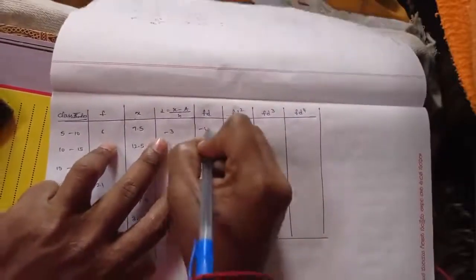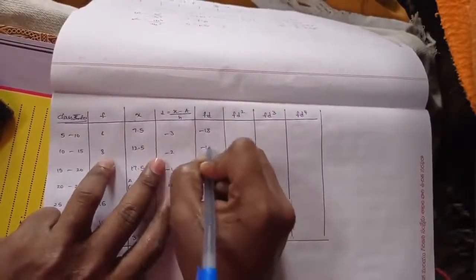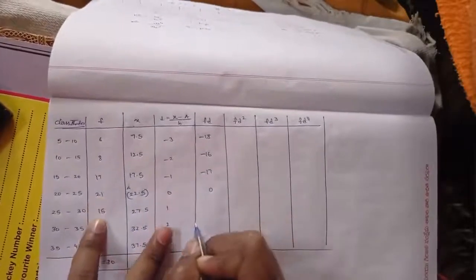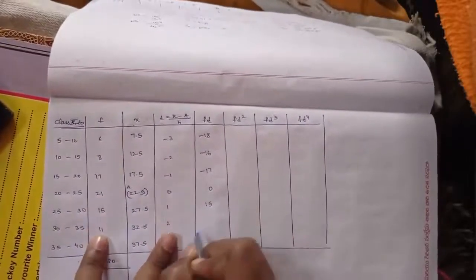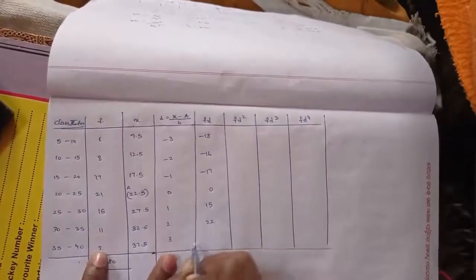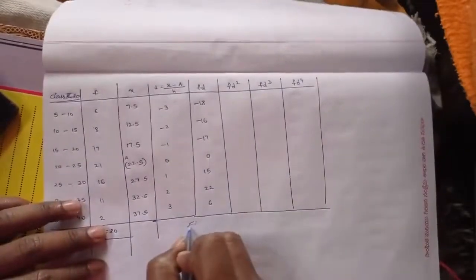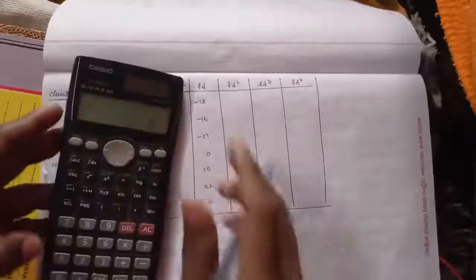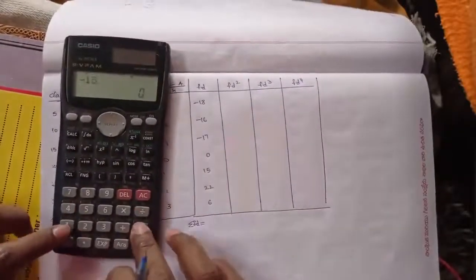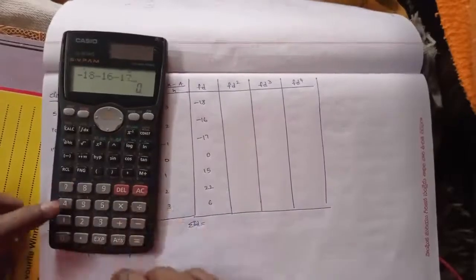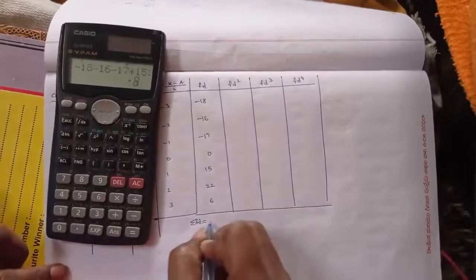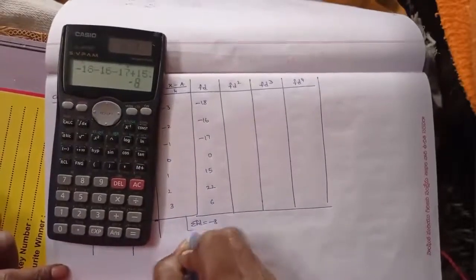6 into minus 3 is minus 18, 8 into minus 2 is minus 16, 17 into minus 1 is minus 17, 21 into 0 is 0, 15 into 1 is 15, 11 into 2 is 22, 2 into 3 is 6. So let us sum up these values. Sigma fd is equal to minus 18 minus 16 minus 17 plus 15 plus 22 plus 6. So sigma fd value is minus 8.